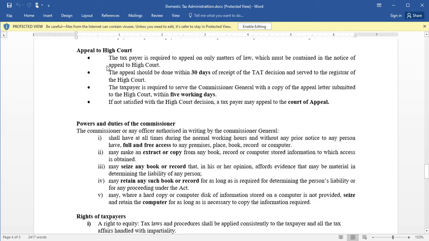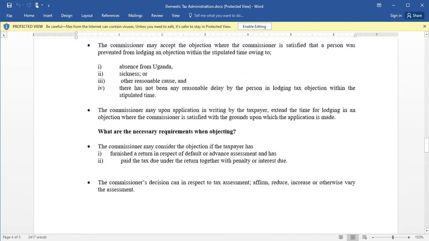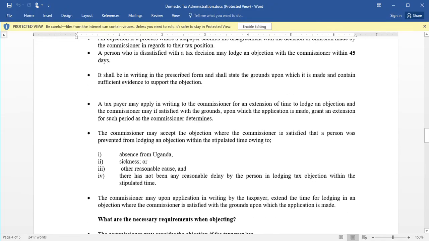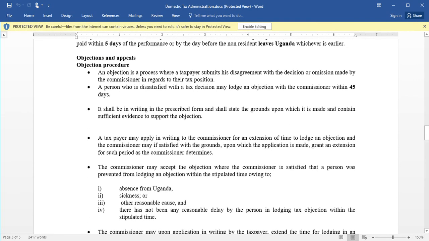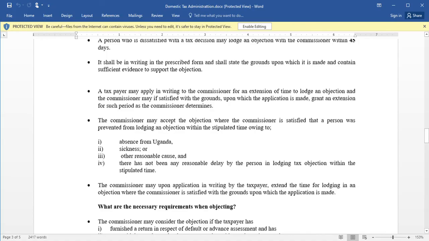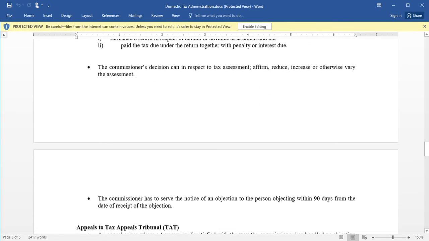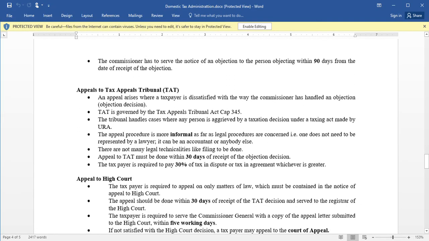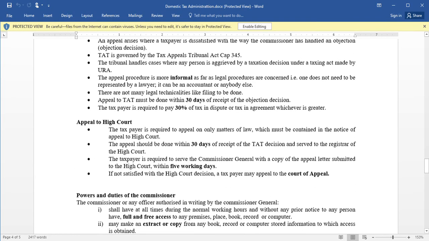So that was it. If you object to the commissioner's decision and you're not satisfied with the objection decision, you go ahead and appeal to the Tax Appeals Tribunal. But when you're not satisfied with that decision, you go to the High Court. When you're not satisfied, you go to the Court of Appeal.